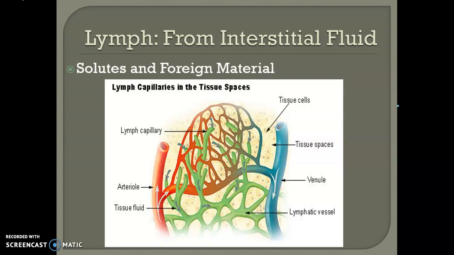So what do we see here? We do see a blood capillary bed here, right? We do see an arteriole and a venule, and in between the arteriole and the venule there is a blood capillary bed. Now, associated with the blood capillary bed, do you see the green structures? The green structures are actually lymphatic vessels.